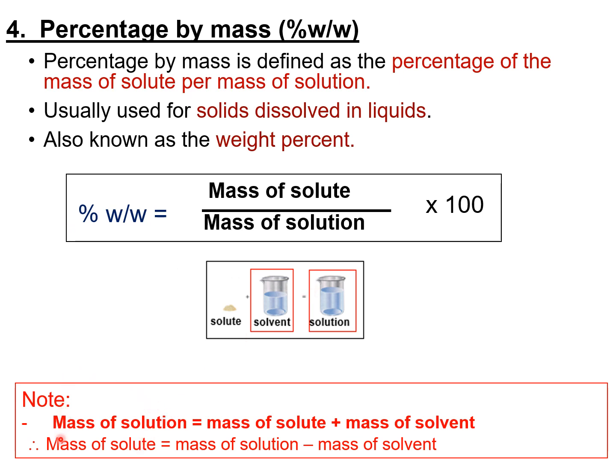Okay, as a note, mass of solution is equals to mass of solute plus with mass of solvent. Okay, and then nak tahu mass of solute pula, mass of solution kenalah tolakkan dengan mass of solvent. Kiranya dua benda ni tak sama lah. Mass of solute tak sama dengan mass of solution.